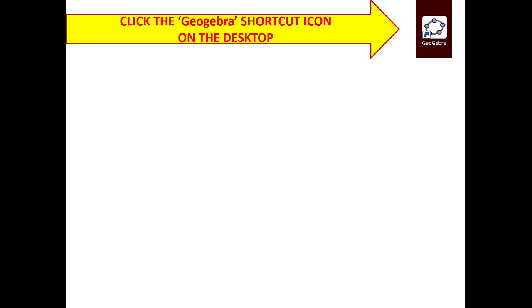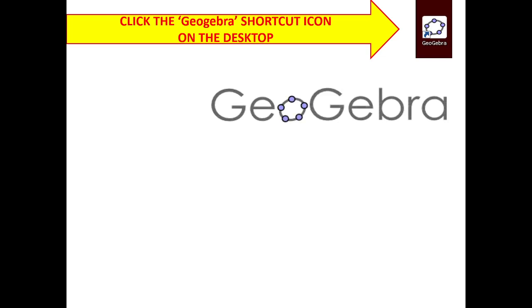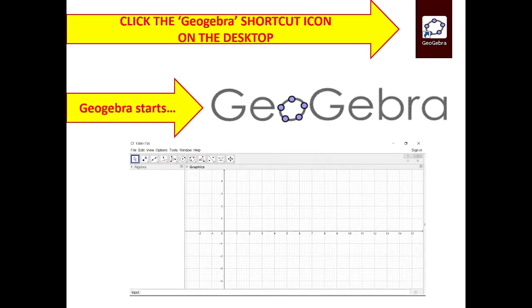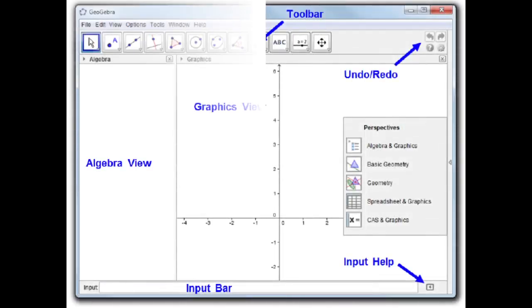Click the GeoGebra shortcut icon on the desktop. GeoGebra will open and this is the GeoGebra sheet. This worksheet contains two parts: one part is the algebra view, another is the graphic view. On the top, you have the toolbar and menu bar, and there is an input help and input bar also.